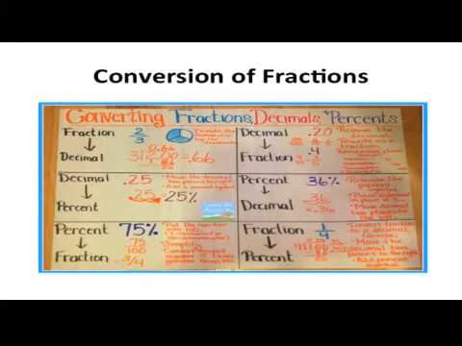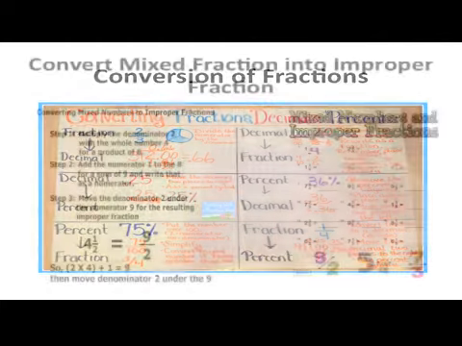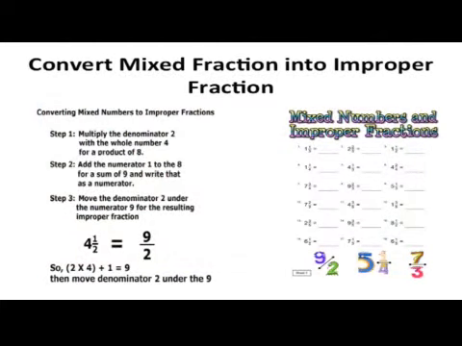Now, we are going to see how we can convert the fractions. Convert a mixed fraction into an improper fraction. For example, take 3 1 by 5. Here, 3 is a whole number and 1 by 5 is the fractional number.